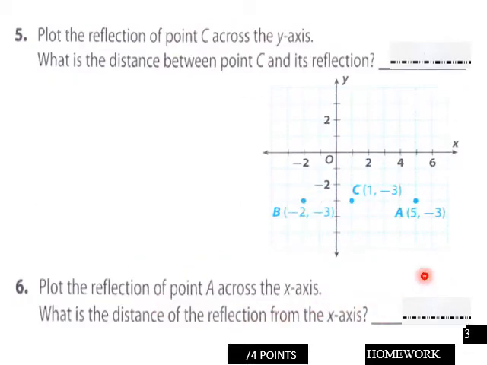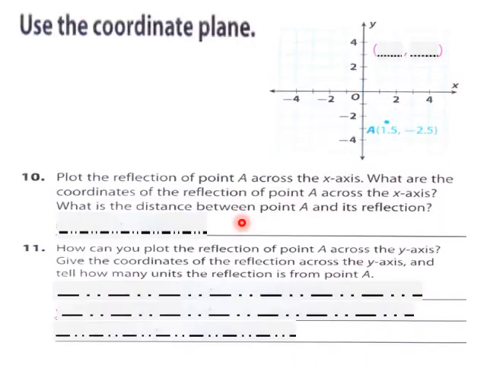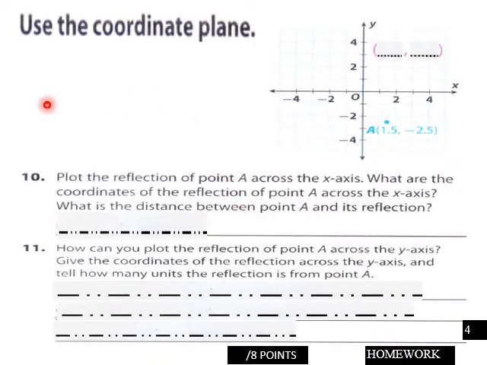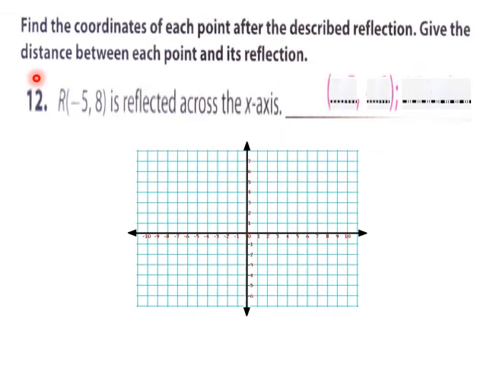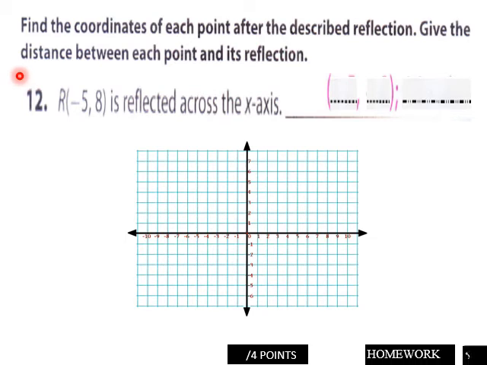Page 3 of our homework. Plot the reflection of C across the y-axis. What is the distance between C and its reflection? Page 4 of homework. Plot the reflection of point A across the x-axis. Students, I'm going to let you do that. We've covered this in the lesson. You should be able to do it from that.